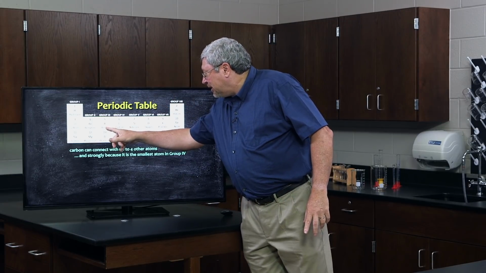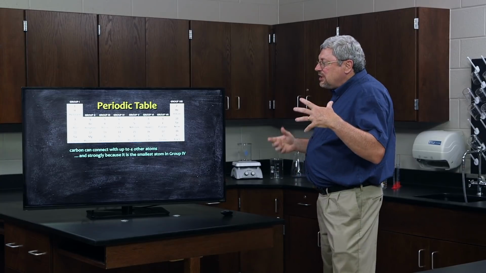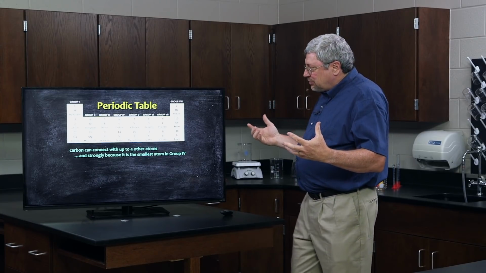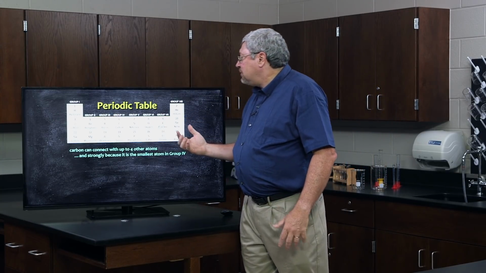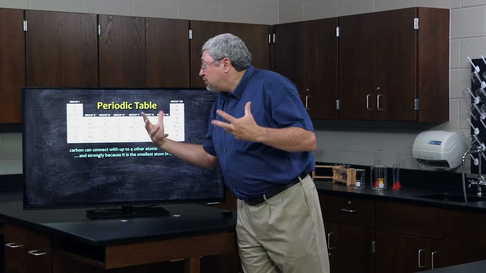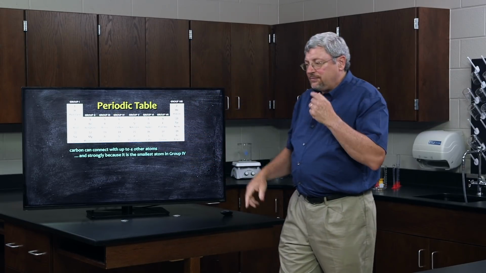If we back up to boron, it can reach out in as many as 3 directions because it could get rid of up to 3 electrons. Beryllium 2 directions, lithium 1 direction.